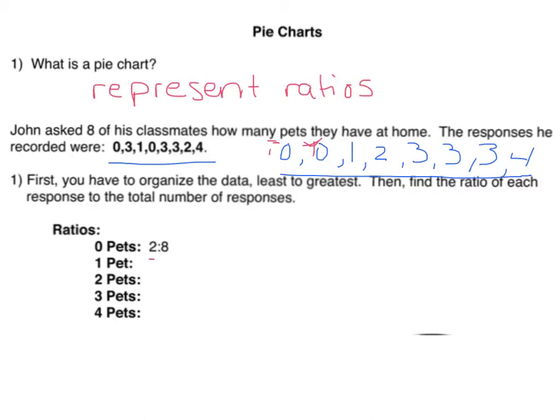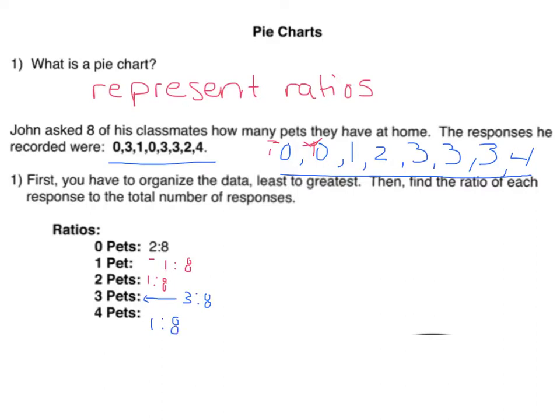When I write the ratio for 1 pet, we had 1 person respond that they had 1 pet, to 8 total. 2 pets, we had 1 person that had 2 pets in our class and 8 total responses. 3 pets, we had 3 people that had 3 pets at home to the total of 8 responses again. And 4, we had 1 person that had 4 pets out of my total of 8.